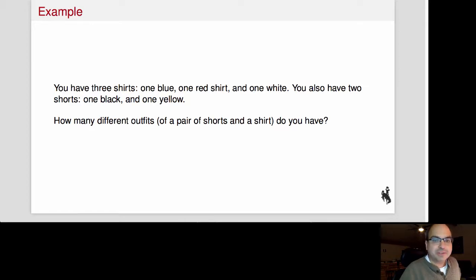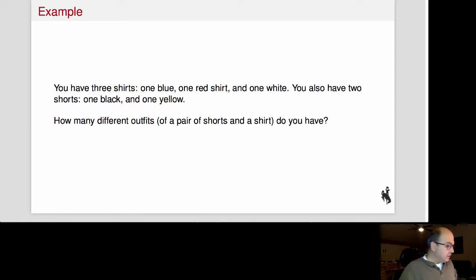Okay, so we've seen the principles, the counting principles, but actually applying them requires a lot of creativity. So this is not always trivial. Okay, so let's do a whole bunch of examples to try to see the gamut of possibilities. So here's a simple example.